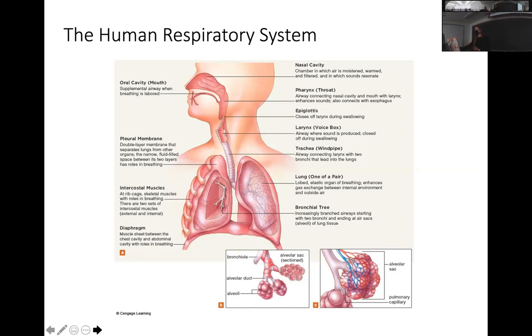You can also kind of consider the nasal cavity up there as well, but as you know, we're probably not putting food up our nose, right? So the nasal cavity is pretty strictly used for some senses and the respiratory system. Your mouth, you can chew food and talk at the same time, even though your mom probably told you not to do that growing up. But we do have the ability to use our mouth for a couple of different things. It supplements the airway when breathing is labored.